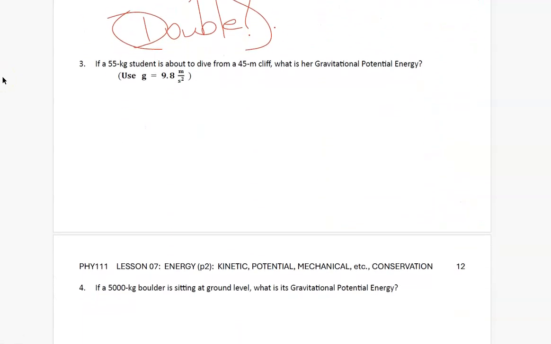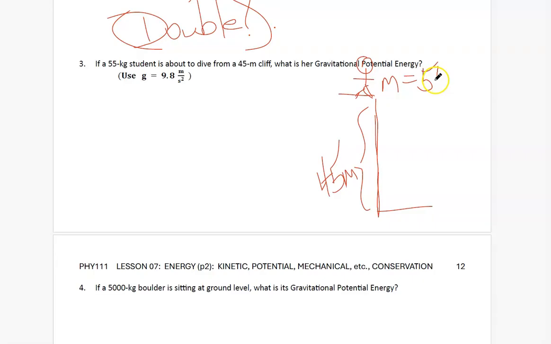Number 3, a 55 kilogram student, so that's the mass, anytime you see kilograms, that's the mass, is about to dive from a 45-meter cliff. All right, well, let's do a quick drawing of that. We've got this cliff, we've got the person up at the top here, and the height of the cliff is 45 meters, and that person has a mass, 55 kilograms. And we know g is 9.8 meters per second squared. What is her gravitational potential energy?